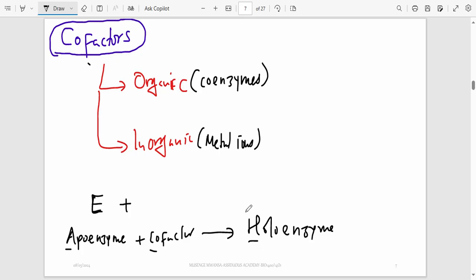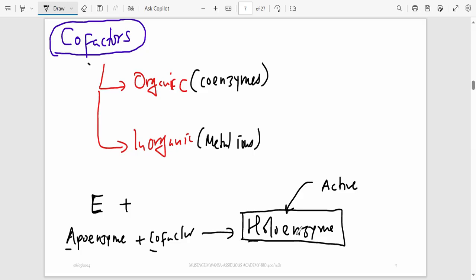In 2022's exam, they were just changing this. Holoenzyme plus cofactor equal to apoenzyme, different options given like that. So when the apoenzyme is bound to its cofactor, it's known as a holoenzyme. And this is the active form. Please take note that the apoenzyme is inactive. This is active. I've said that enzymes don't work if they are not bound to their cofactors.